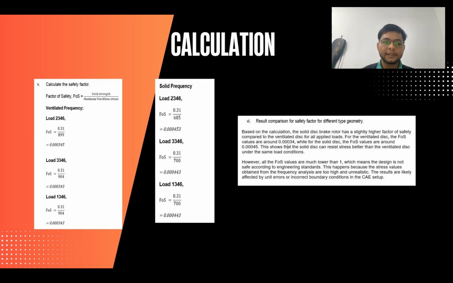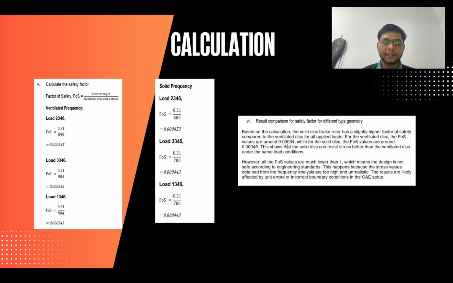Based on the calculation, the solid disc brake rotor has slightly higher factor of safety compared to ventilated disc for all applied load. For the ventilated disc, the FOS values are around 0.00034, while for the solid disc, the FOS values are around 0.00045. This shows that the solid disc can resist stress better than ventilated disc under the same load condition.